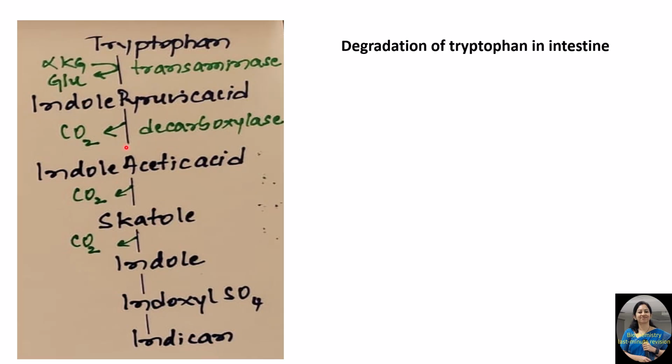This is one more minor pathway where tryptophan is degraded in the intestine, and the pathway is as follows. Tryptophan undergoes transamination to form indole pyruvic acid. The amino group is donated to alpha ketoglutarate, which gets converted to its amino acid, that is glutamate. In the next step, indole pyruvic acid undergoes decarboxylation to form indole acetic acid. This further undergoes decarboxylation to form skatole. Skatole gets converted to indole, indoxyl sulfate, and indican, which gets excreted in feces. This part of the pathway takes place in the intestine.